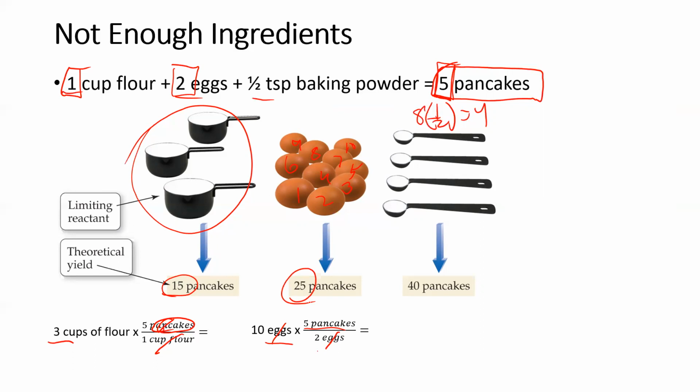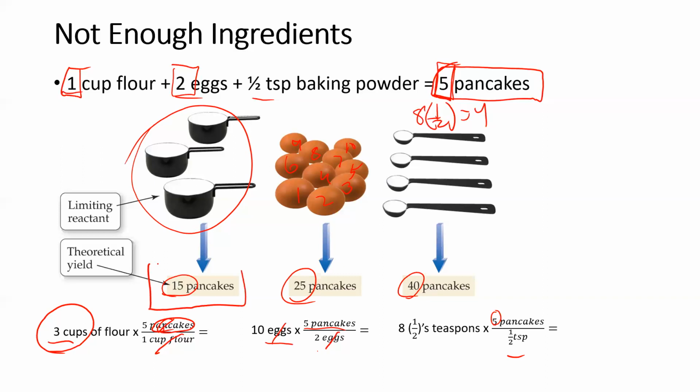And then, if I had 8 half teaspoons, a half teaspoon gives me 5 pancakes. 8 times 5 is 40. So how many pancakes can I actually make? Well, I pick the smaller amount because the 3 cups of flour, if I convert all of that into the pancake mix, it can only make 15 pancakes.